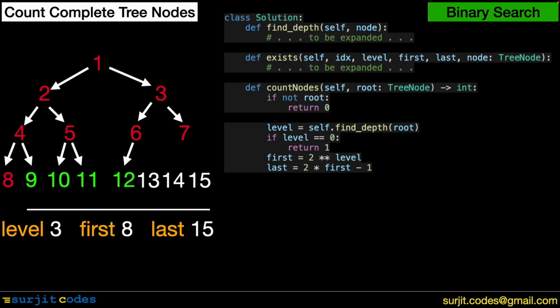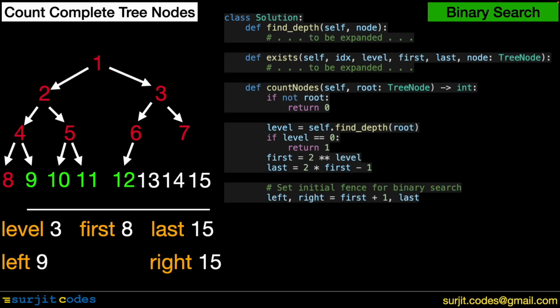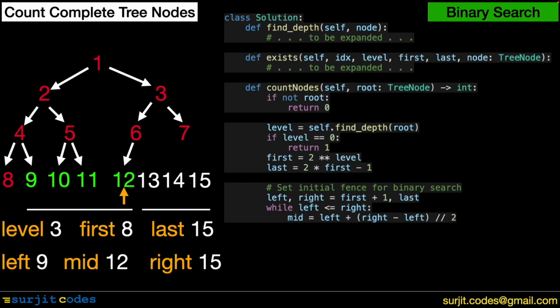Time complexity of linear search will be of the order of n. Remember that only half of the tree nodes are present at the last level. We set up a fence with left and right boundaries as 9 and 15. We run a loop while left is less than or equal to right. Midpoint of fence is 12.